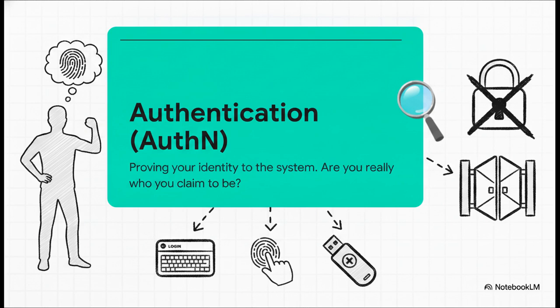Now, what's critical to remember here is what AuthN does not do. It does absolutely nothing to establish what resources a user can access or what they're allowed to do. It only establishes identity. And naturally, this is the gate that has to happen first, right? Because you simply can't determine what someone is allowed to do until you know exactly who they are.